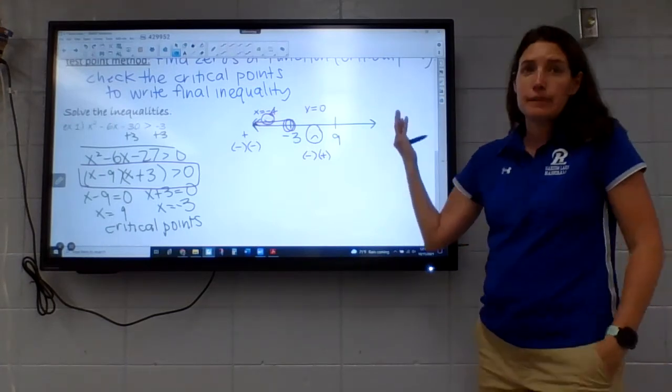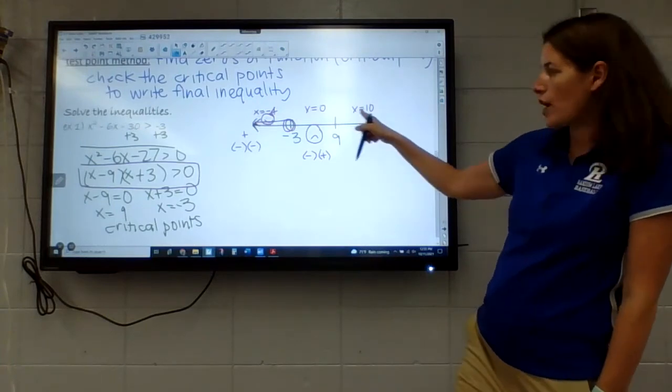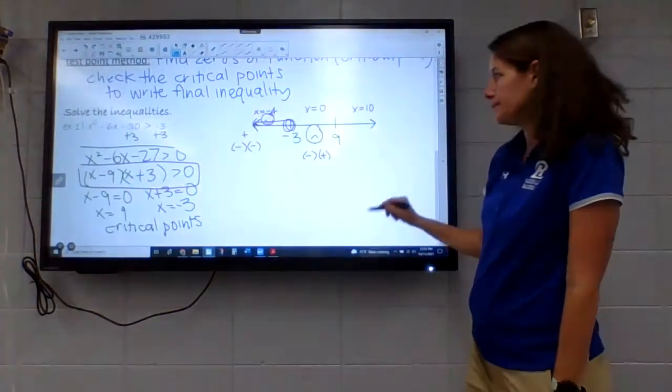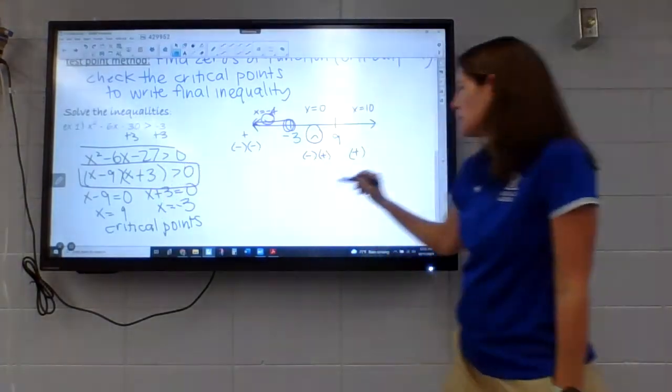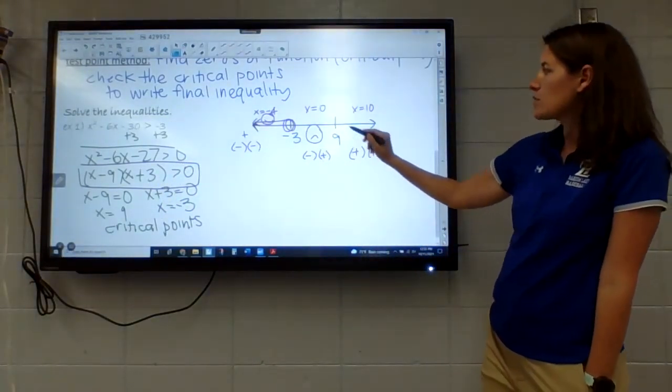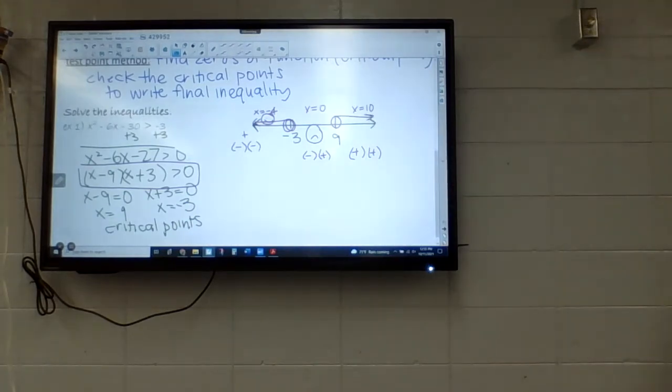Now bigger than 9. 10. Okay, so try 10. 10 minus 9, positive. 10 plus 3, positive. So it works over here. So now I'm able to say where my x values work: smaller than negative 3, but bigger than positive 9.